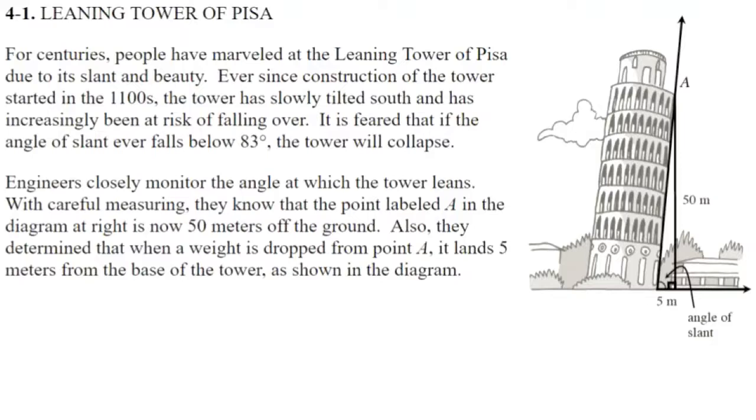So engineers wanted to try and find out the angle that it's at, so they decided to drop a weight from the very top corner of it straight down and then measure the distance from that over to the base of the tower. Now, you might be wondering, like, why didn't they just measure the angle?